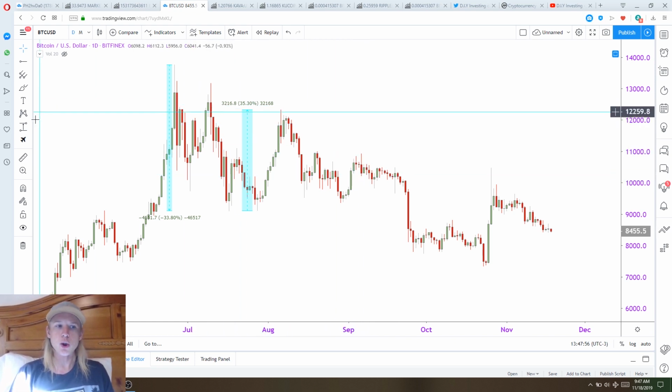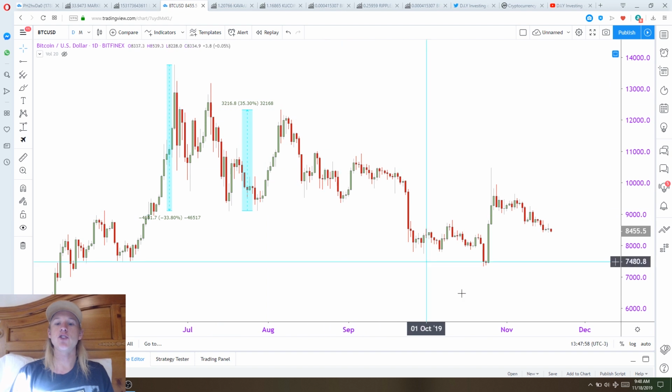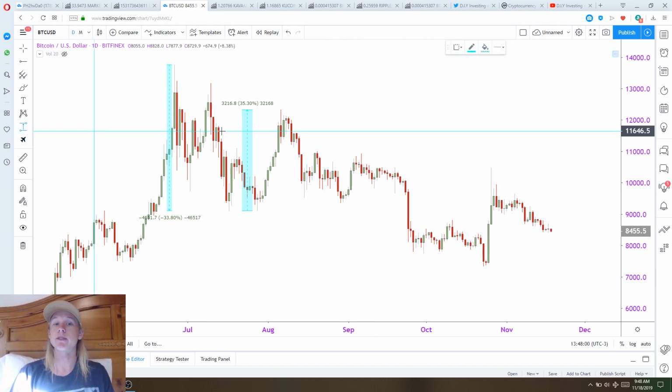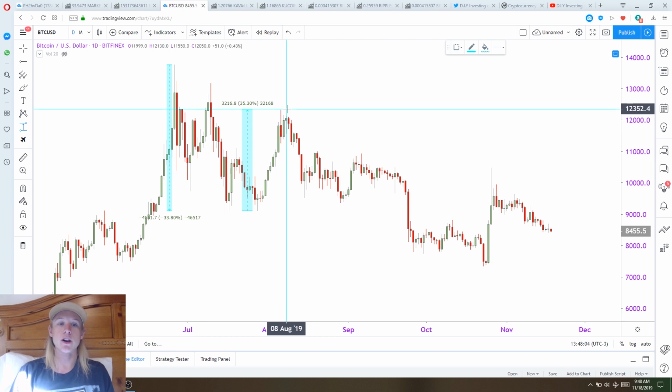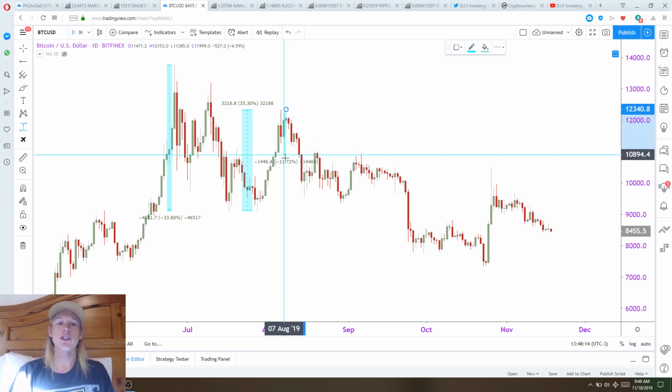Now, what I want to point out is that each one of these reactions has almost the same size or significance in the opposite direction. So what we saw here was the top of our next move, which would have been about 12,340. And then we had our next retrace.